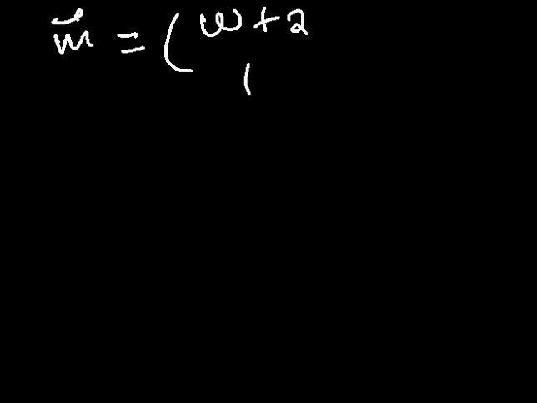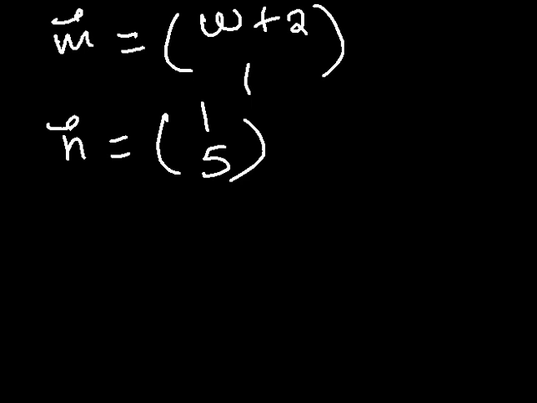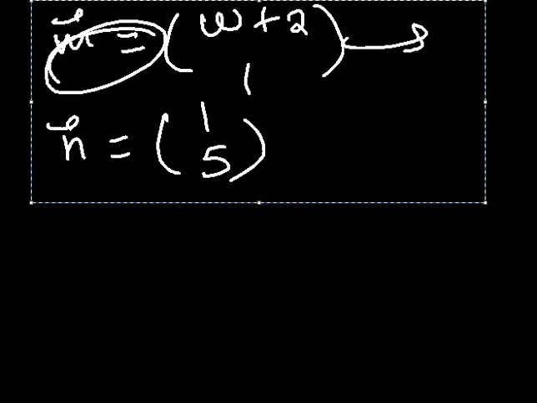And also think about this one as well. Let's say we have two vectors. The vector m is given as (w + 2, 1), and we have the vector n given as (1, 5). Given that these two vectors are parallel, find the magnitude of the vector m. Try that one as well and see how best you can make it up.